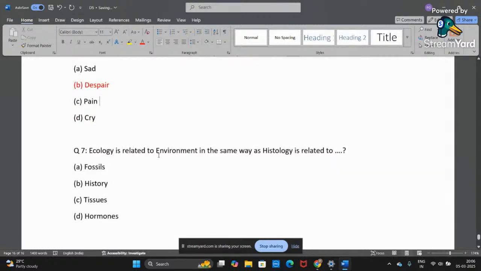Ecology is related to environment in the same way as histology is related to what? Fossils, history, tissues, or hormones. No, the answer is tissues. Tissue is the answer.